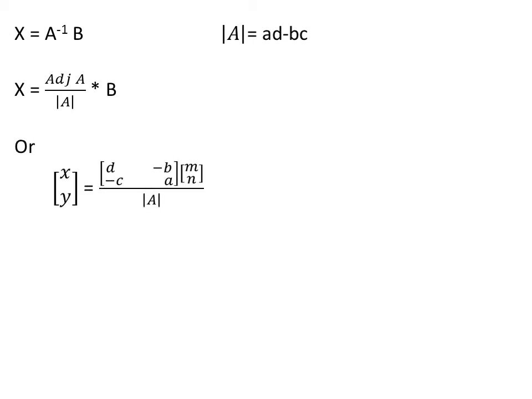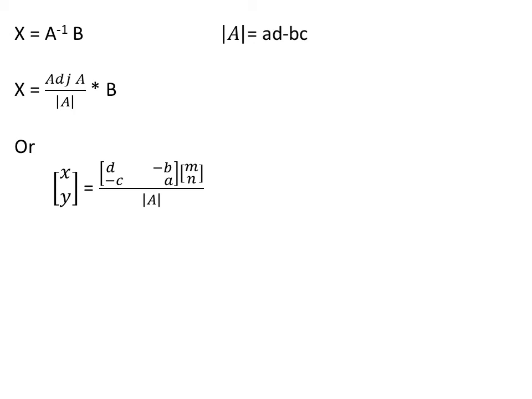Here we put the values of all the terms as the matrix X has the elements x and y, and the adjoint of matrix A has the elements d, minus b, minus c and a. In the denominator we will write determinant of A as it is, and the matrix B is multiplied which has the elements m and n.